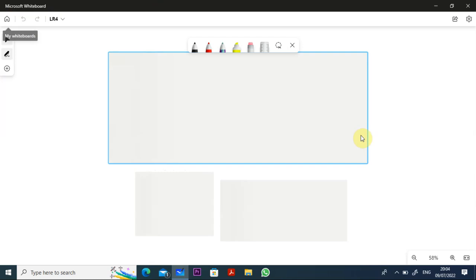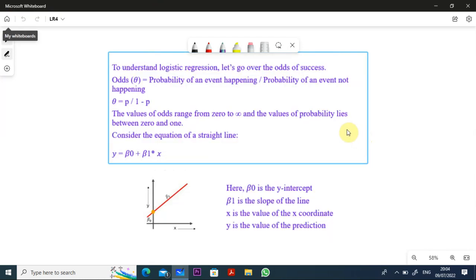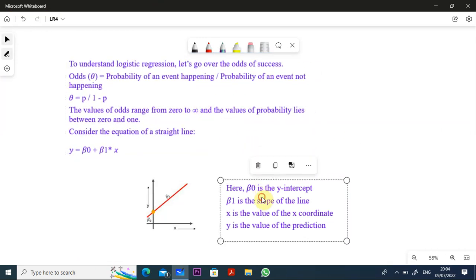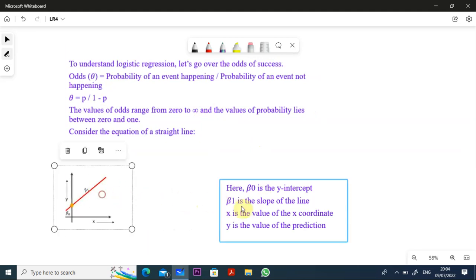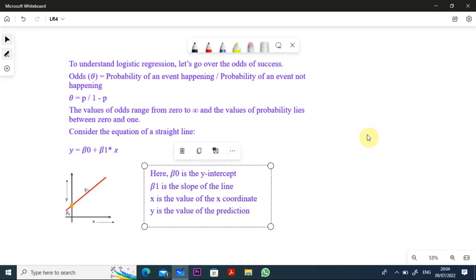Now let us see. To understand this logistic regression, let us go over the odds function, the odds of success. What is this odds of success? Suppose odds of theta, that means the probability of an event happening divided by the probability of the event not happening. How do you calculate this odds of theta, or the odds of success? It is the probability of an event happening divided by the probability of the event not happening.